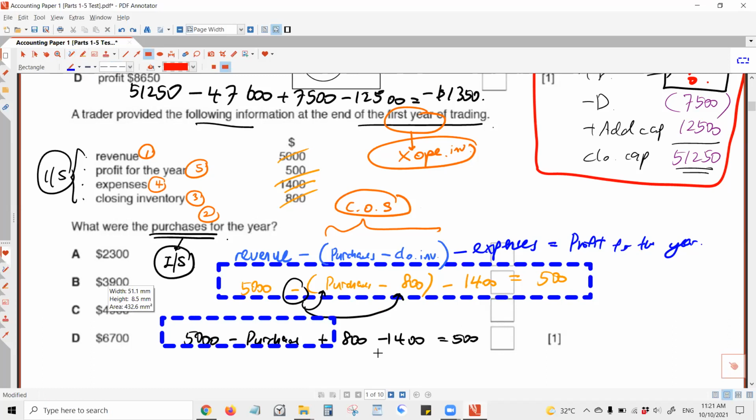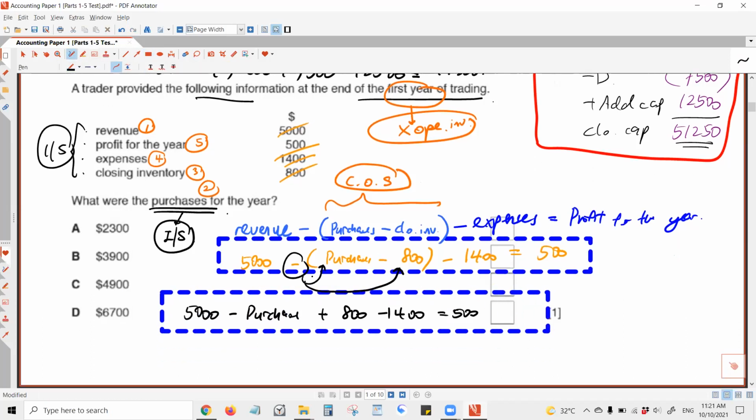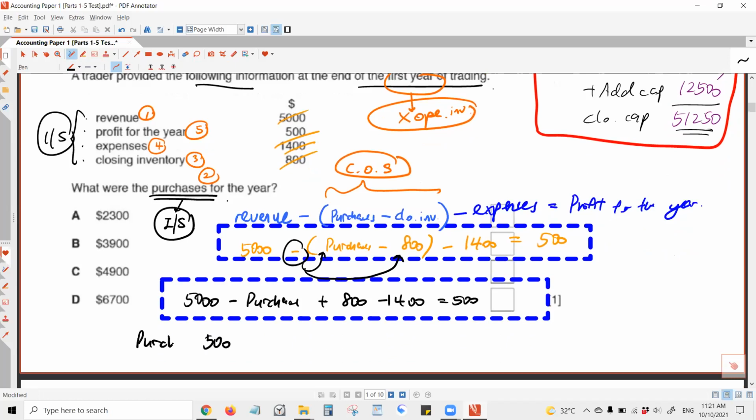Okay, so with this, you can solve what is purchases. Let me write down one more equation. Purchases equal to 500 minus 5,000 minus 800 plus 1,004. And don't forget about the negative purchases. Put the negative here first. Later we apply it to the other side. So negative purchases equal to negative 3,900. Since the negative appears on both sides of the equation, I can remove the negative. This is what you do in mathematics. So the answer is B.